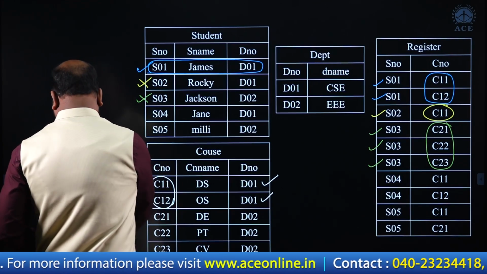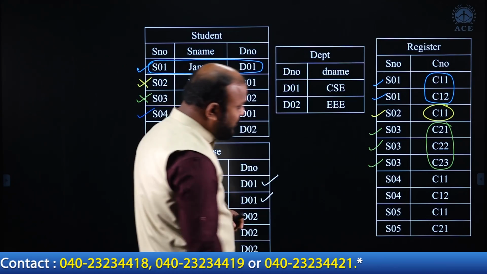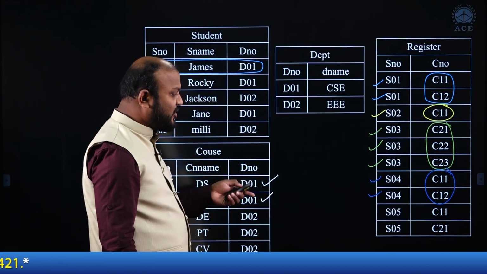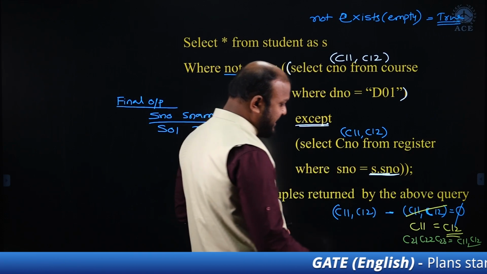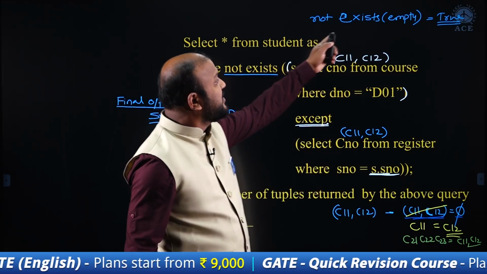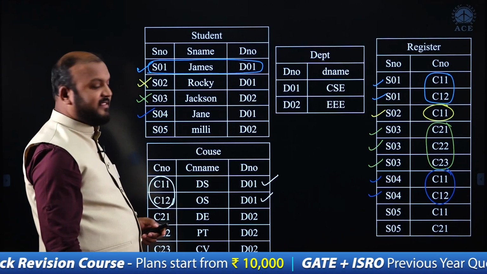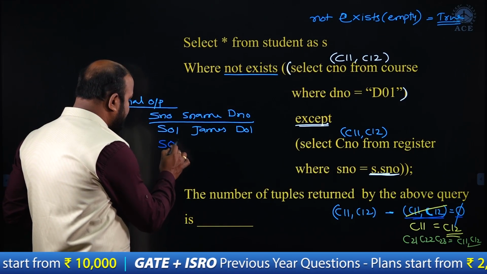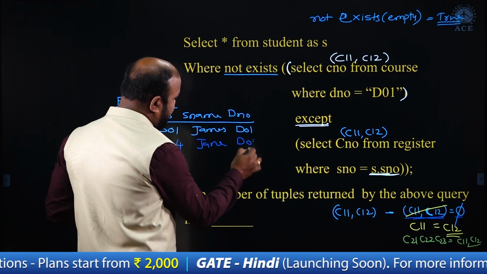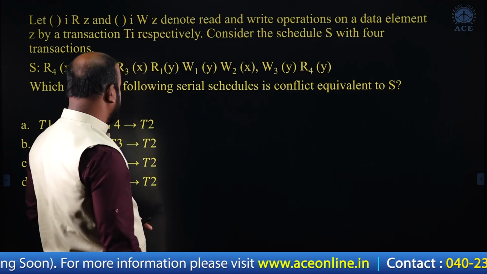Next, check for the next instance. Here in the next instance, S04. S04 enrolled in what courses? Here C11 and C12. Now, C11 and C12 are enrolled by S04. So, what is the output of the second instance? C11 and C12, so it is going to give you the empty set. Not exists on empty set returns true, so you can see S04 Jane D01 in the output. And we have to continue this process even for the last row.